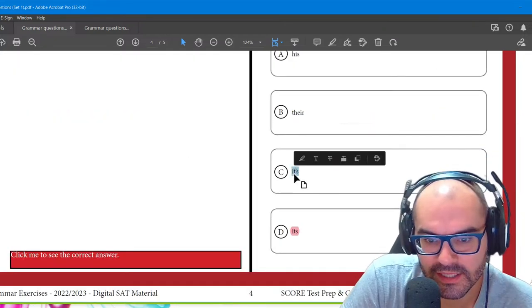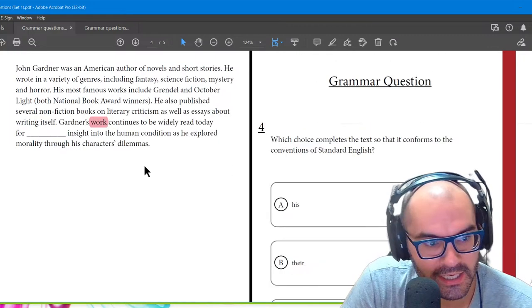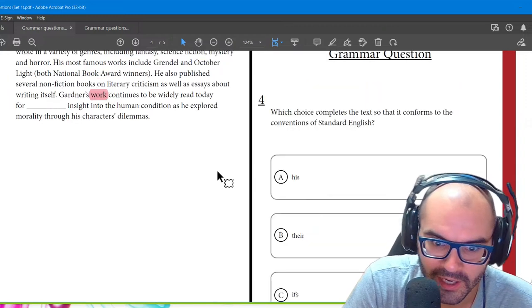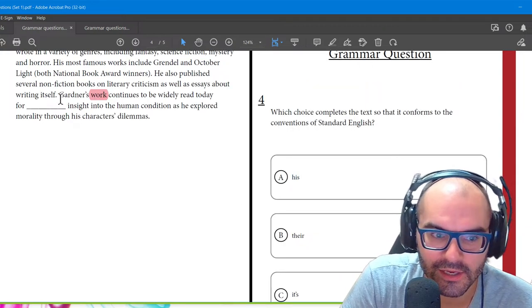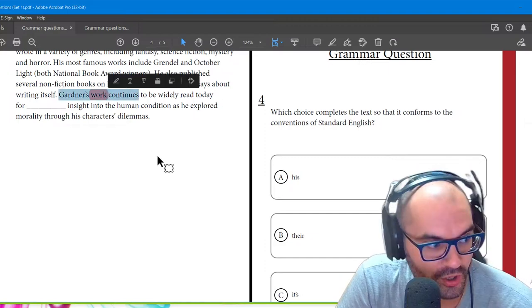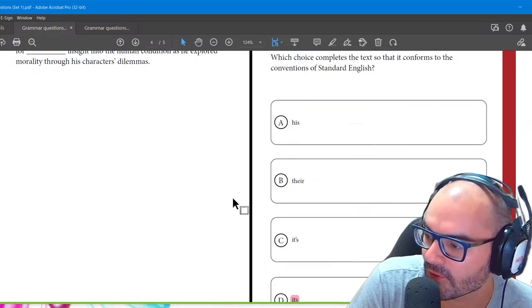So be careful with that. This is adding another verb. It is saying it is, for it is insight. That wouldn't make sense if you just say it out loud, right? And his could be tempting because we're talking about John Gardner, but the sentence starts with Gardner's work. So that is the subject. That's what we should focus on.